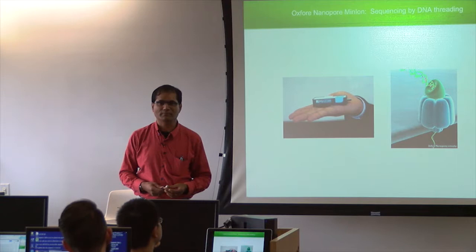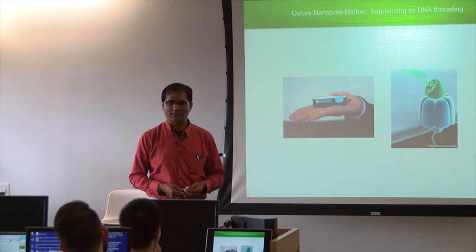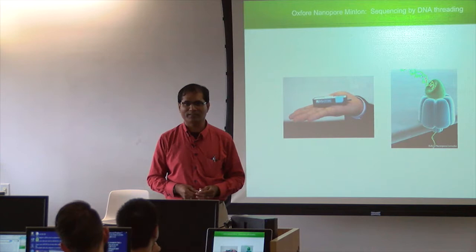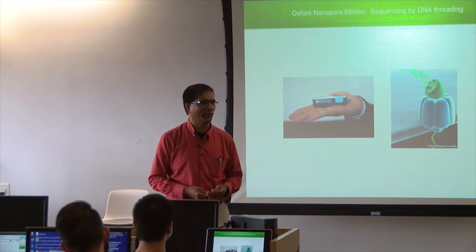Right? So we need to correct. That means, can we move from sequencing into correcting that sequence? Can we make changes in that sequence? Right? Nature does that. If you stand in the summertime outside, you get thymine dimers because of the UV.